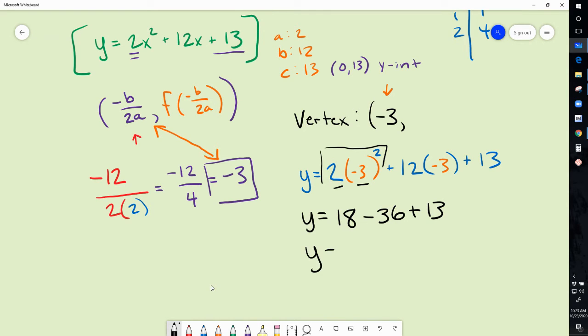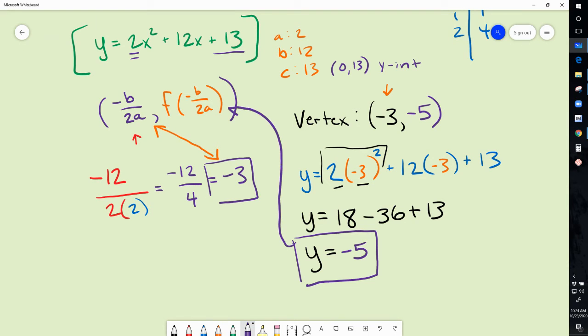Now, y equals whatever all that adds up to. Okay, so if you get out your calculator, or however you do it, and you put 18 minus 36 plus 13, you end up getting negative 5. So y equals negative 5 when x equals negative 3. So you just found the y value of your vertex. This was that. All we did. So all this right here and the answer went to that. Okay, so that's how to find the vertex.